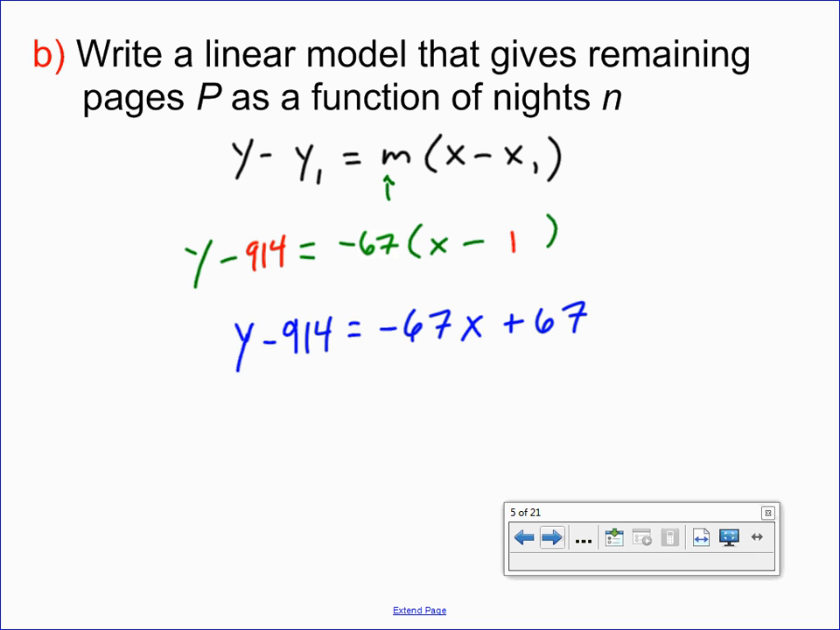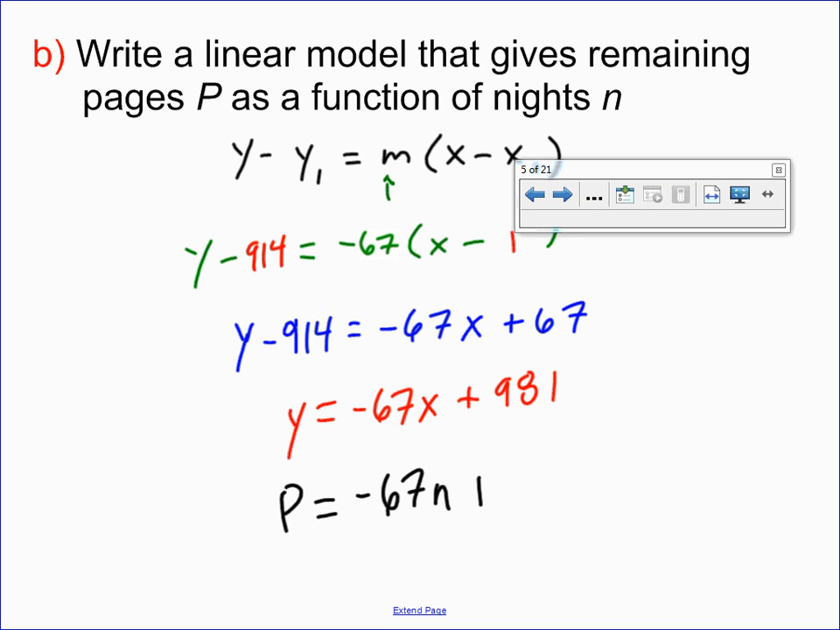Distributing my negative 67 through the parentheses yields negative 67x plus 67. And lastly, solving for y, I get y equals negative 67x plus 67 plus 912. Looks like a whopping 70,084 less 381,981. Awesome. And lastly, we'll go ahead and call y, my dependent variable, p, the number of pages remaining, equals negative 67 times n, the number of nights n spent reading, plus 981.